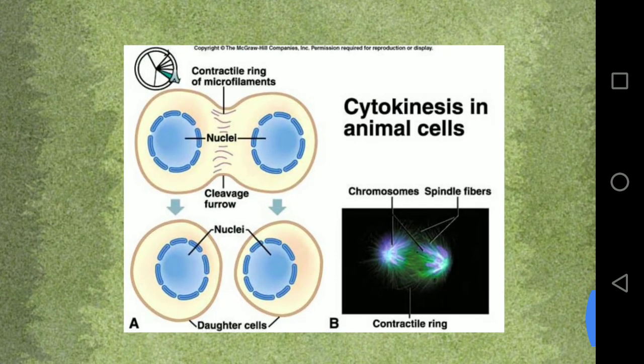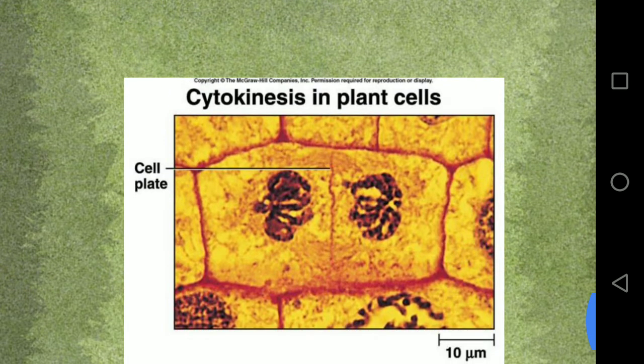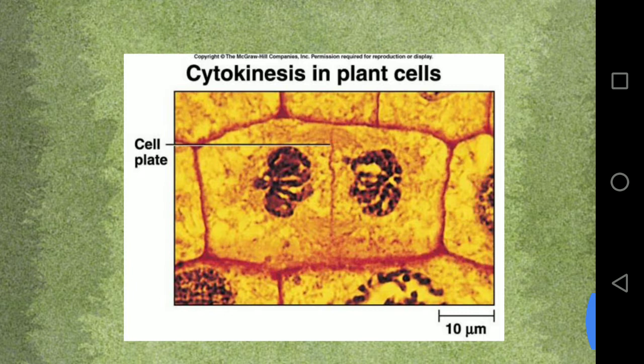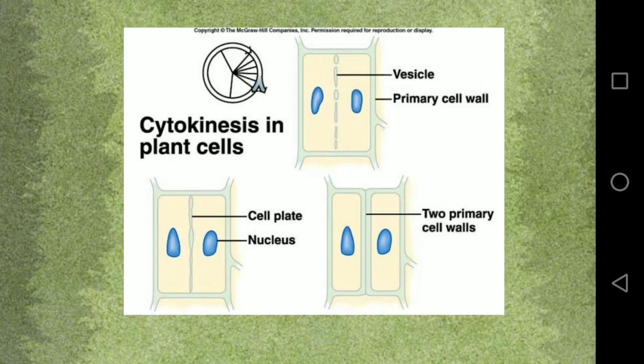Now, in animal cells, it's important to note that there is no cell plate because animal cells don't have cell walls. So the pinching of the cell membrane is very easy in the separation of the cytoplasm. In plant cells, the cell plate is critical for the formation of the two daughter cells. So there it is highlighted there. It forms a vesicular line, forms the cell plate.